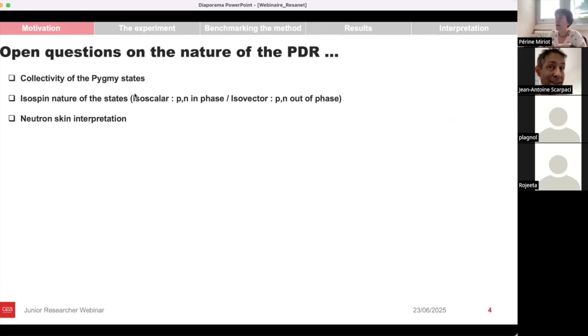So if you recall, the isospin quantum number describes the relative motion of protons and neutrons, with isoscalar and isovector excitations. And there are questions regarding this isospin nature of the states and whether or not there is an isospin splitting in the PDR energy region. And one last open question concerns the neutron skin interpretation of the state that I just mentioned.